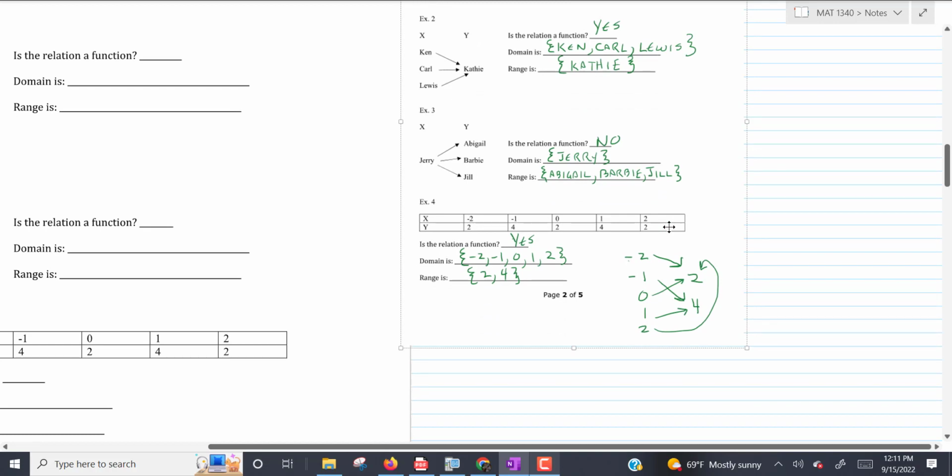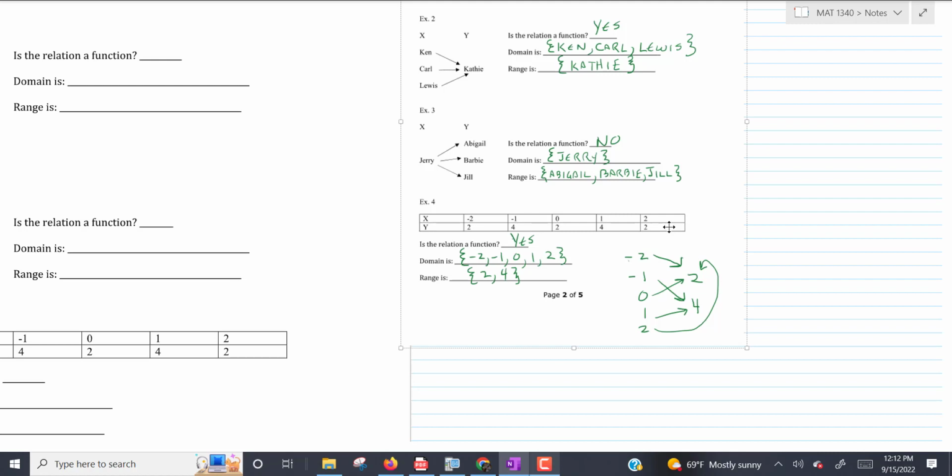Okay, so this one. Now, really, you could write it like this if you want to. You don't have to do this, but one thing I did is I just wrote, here's my domain, here's my range. My range only has 2 and 4, and every input goes to 1 output. So that's a yes. And the range, you just put 2 and 4. You don't put 2, 4, 2, 4. You don't repeat yourself. You just need a 2 and 4 there.